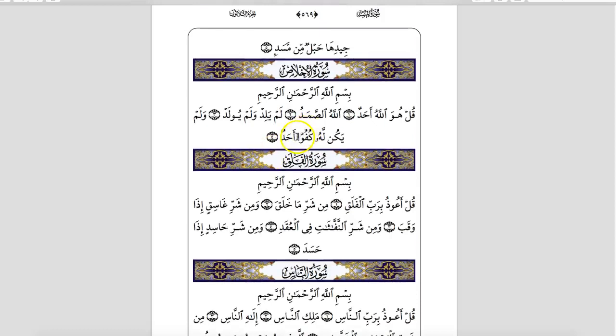Okay, لم يكن له كفوا. So kufuwan, what rule does this apply to? If you're looking at the list that I've written, this is nasab because this word is an ism mufrad. So if an ism mufrad appears in the form of fatha, kufuwan.